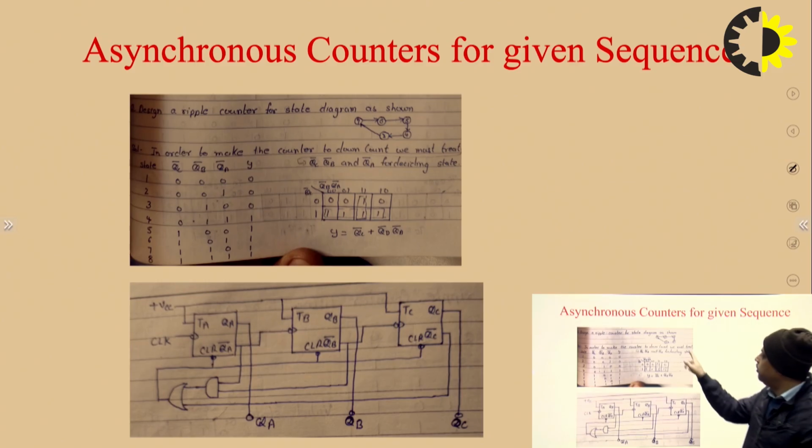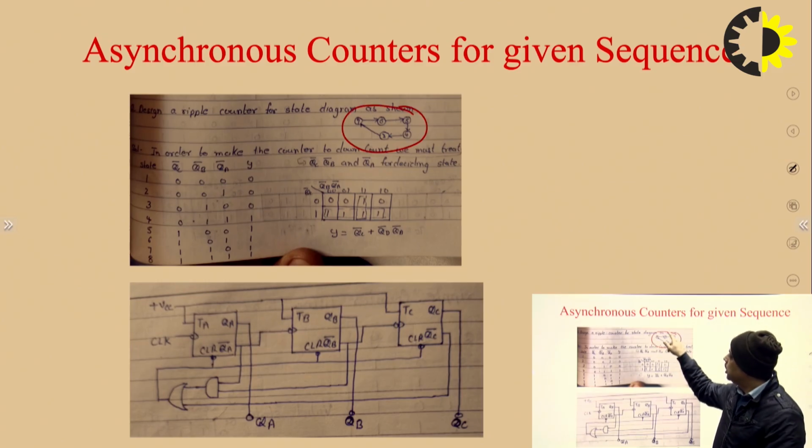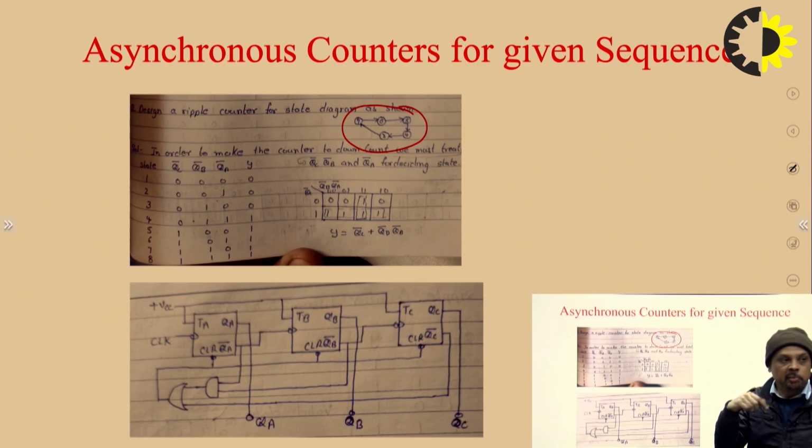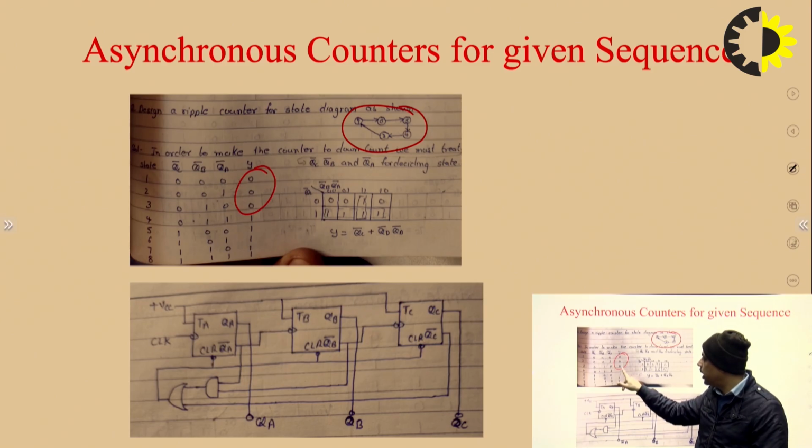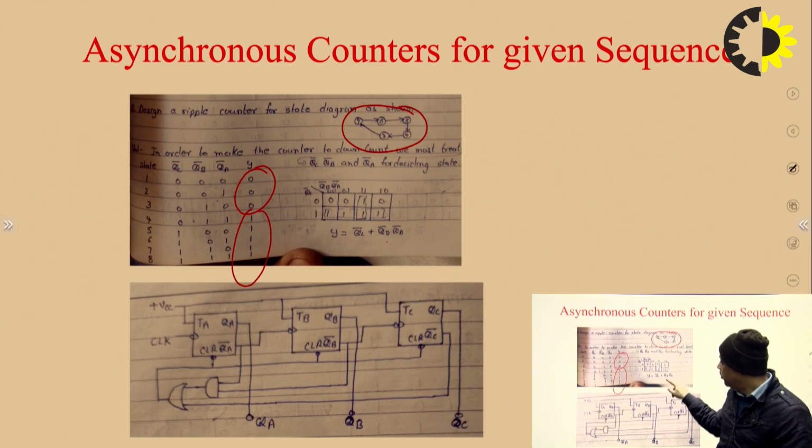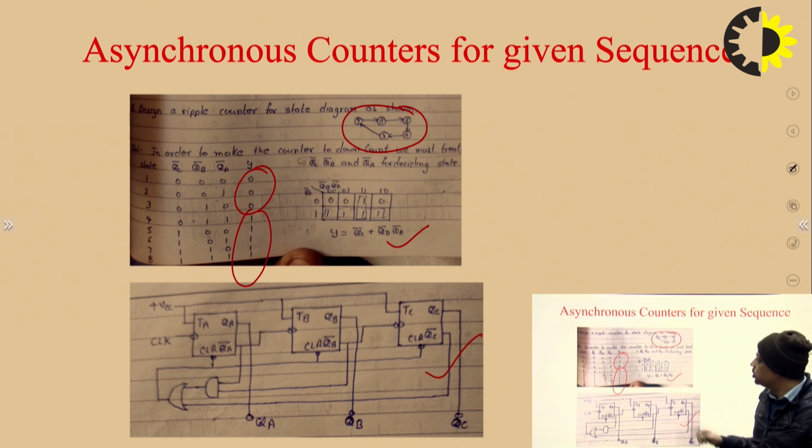If we have a sequence that is given, we can also make the same logic, that these states are not wanted and these states are wanted. Having 1, we can produce this Y output, and this Y output is given to the different CLR inputs, so that we can implement this state diagram as well.